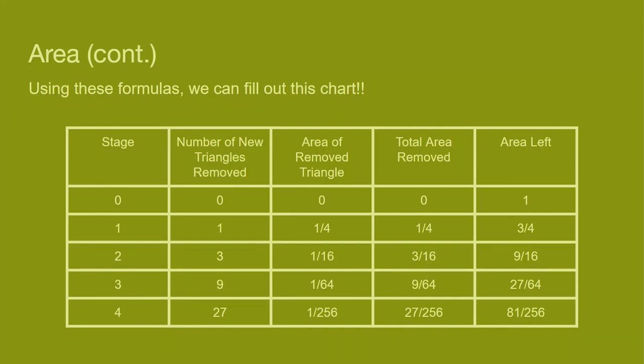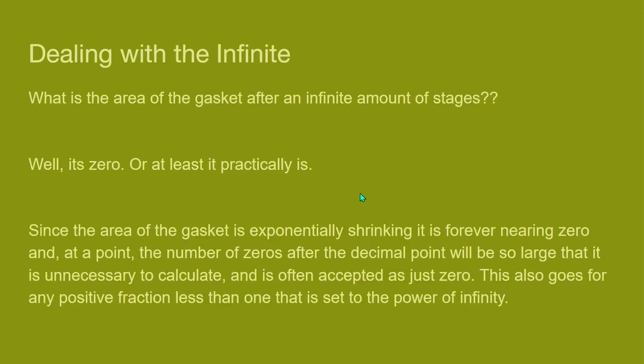Now, theoretically, this gasket could go on forever. So what does the area equal after an infinite amount of stages? Well, it basically equals 0. Since the area of the gasket is exponentially shrinking, it is forever nearing 0, and at a point, the number of zeros after the decimal place will just be so large that it's unnecessary to calculate, because it's accepted as being just 0. This also goes for any positive fraction less than 1 that is set to the power of infinity.